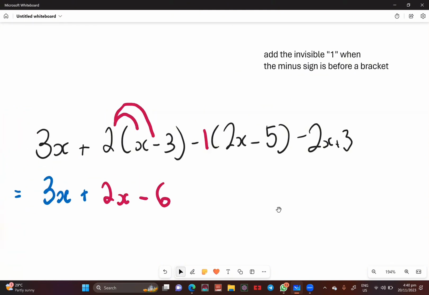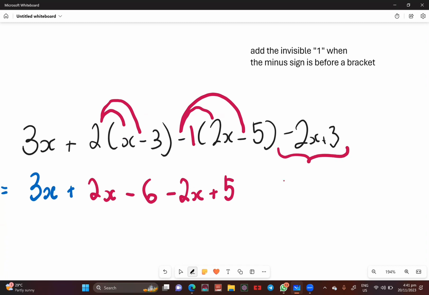So as you can see over here, the 1 is there, so it's minus 1 times 2x, which gives minus 2x. And then after that, we'll do minus 1 times minus 5. I'm very specific in the way I draw my rainbow. I want to make sure that it lands perfectly on the minus or plus sign. Minus 1 times minus 5 gives me positive 5, because minus and minus becomes positive. Now, whatever else you have over here, minus 2x plus 3, we just write out as minus 2x plus 3.